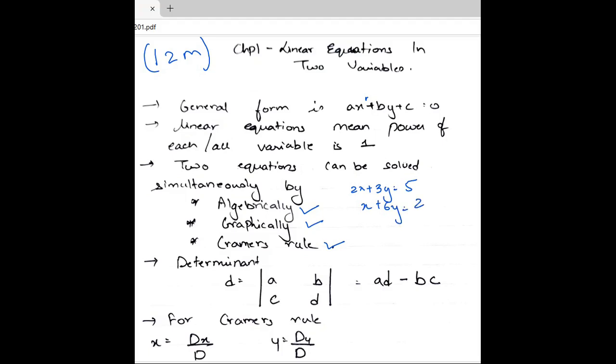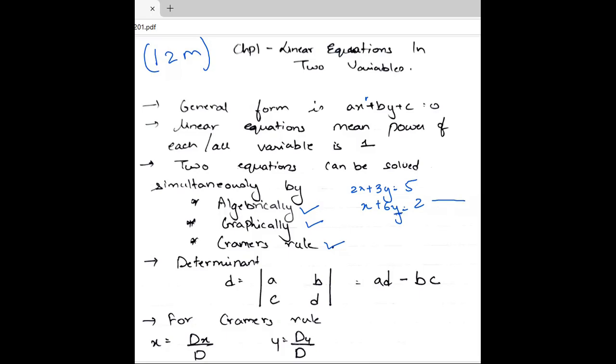What we do is try to make the coefficient of either x or y the same by finding the LCM of the two numbers, the LCM of the coefficients, and thus you get the value of either x or y. And if, for example, you get the value of x, you can substitute the value of x in any of the equations and get the corresponding value of y.